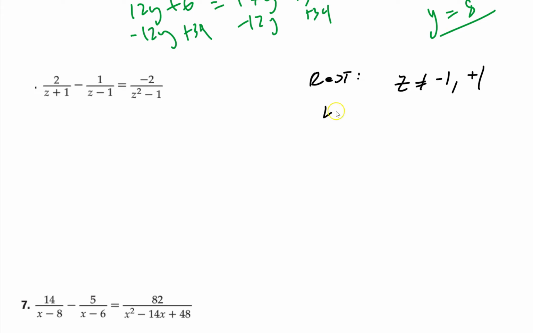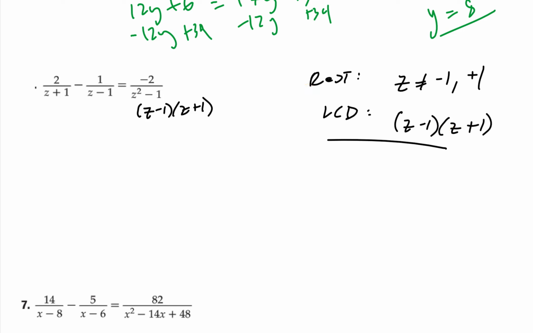So next, let's find the LCD. These are always factored. I could factor this: z − 1 and z + 1. Well, my LCD is going to be that: z − 1, because they have a z − 1, and z + 1, because that has a z + 1, that also has a z + 1. That's my LCD. Again, if we're doing the shortcut method, just multiply everything by that.